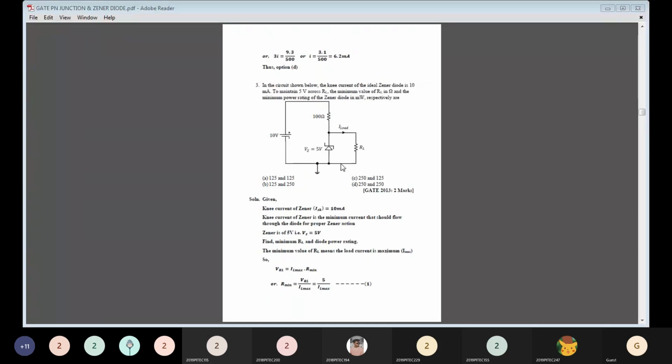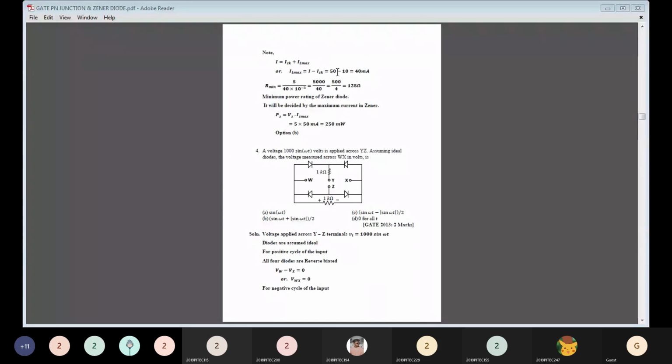So here they have given us 50 minus 10, which is 40 milliampere. From this, R min is equal to 5 divided by 40 into 10 power minus 3, which is equal to 5000 by 40, equal to 500 by 4, equal to 125 ohms. The minimum power rating of the Zener diode will be decided by the maximum current in the Zener. Pz is equal to Vz into Iz max, which is equal to 5 into 50 milliampere, which is equal to 250 milliwatt. So option B is the correct answer.